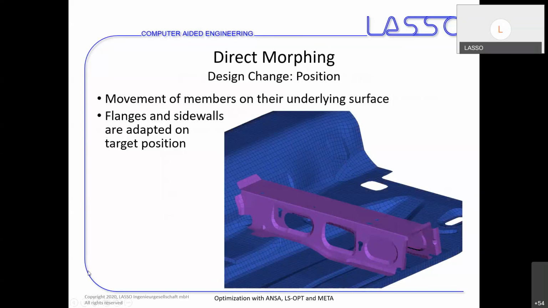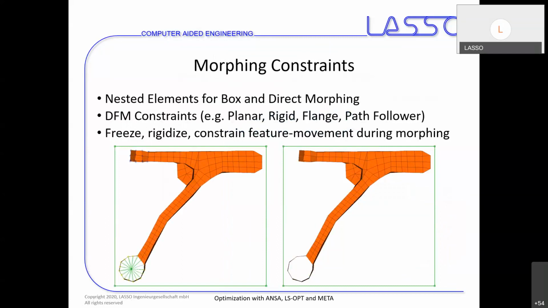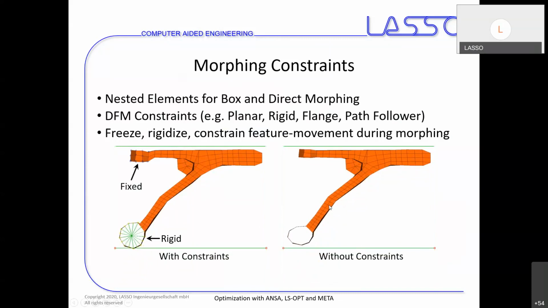Now, when we do morphing, the whole morphed area is kind of squeezed or stretched. So if we have some specific features in the morphed area, like round holes, for example, they will not stay round. We will see it here. Here it is more or less round. If we do the morphing, we squeeze the area and this gets oval. In order to avoid this, we can apply morphing constraints.